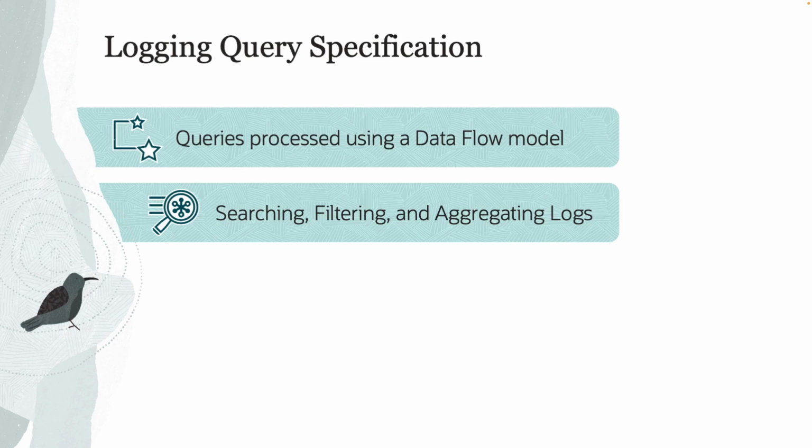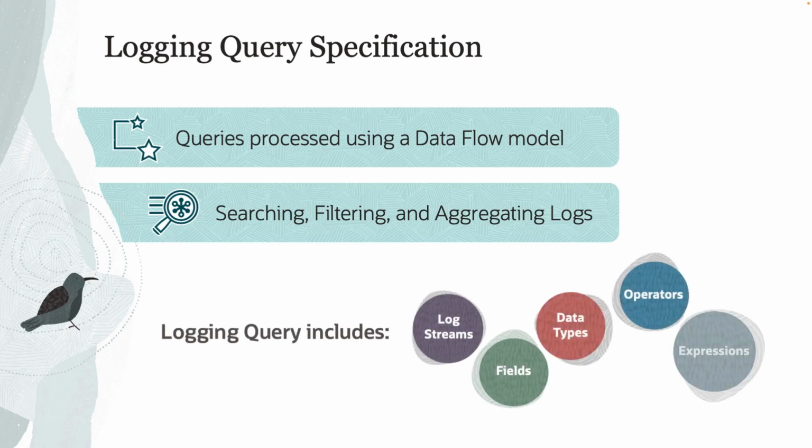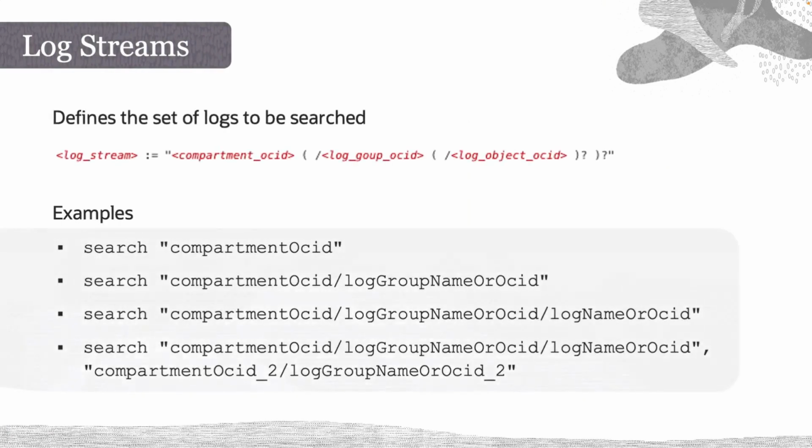We saw the CLI parameter search query and a value in our previous slide, and that is where you specify the query condition. So the logging query can include a few components like log streams, log fields, data types, operators, and expressions. We will look into each of these components in our next set of slides. Log streams are used to define what set of logs that you need to search using the query. And here is a syntax, and to make it clear, we will refer to these few examples.